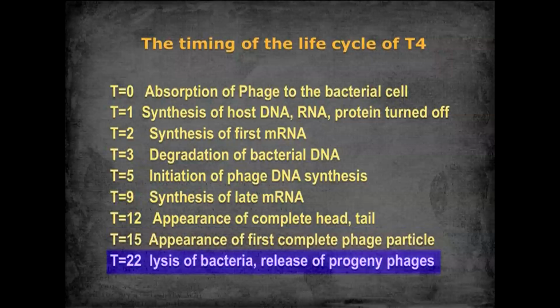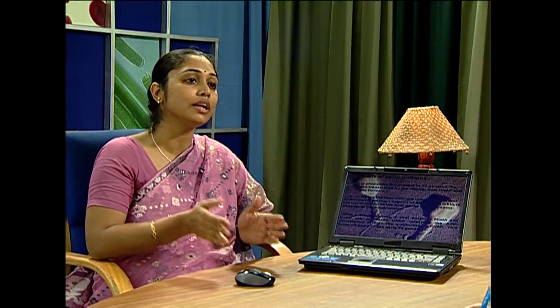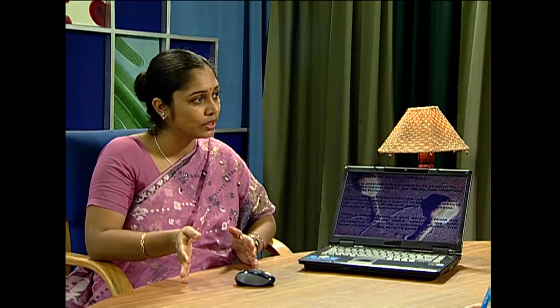And at around 22 minutes, all the virus progeny will lyse the host cell and will come out from the bacterium. Now, how do they synthesize the early proteins? There are 39 early promoters present in the T4 genome. And these 39 viral early promoters compete with 650 bacterial promoters for about 2000 RNA polymerases of host origin.